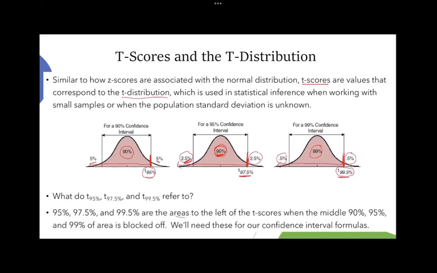They are the areas to the left of the t-scores when the middle 90, 95, and 99% of areas are blocked off. We are going to be needing these for our confidence interval formulas. It's slightly different than working with z-scores. So there is a difference here, and you'll see that you'll get different answers than if you were to work with z-scores.